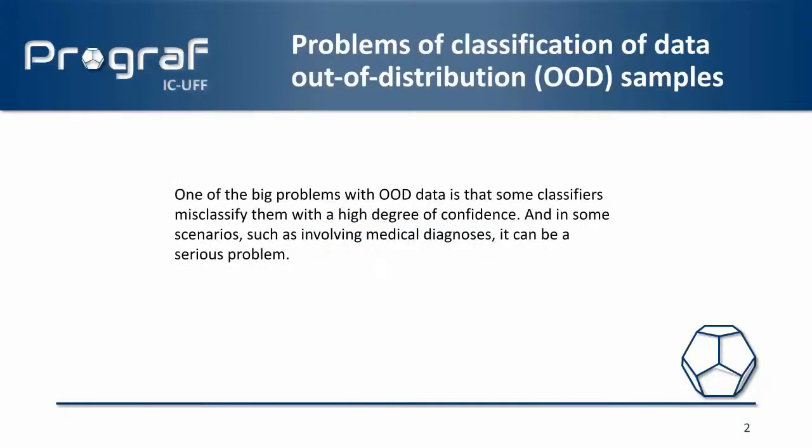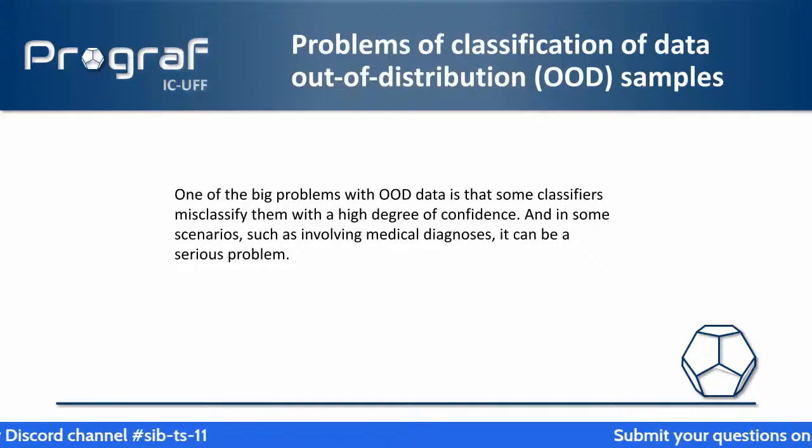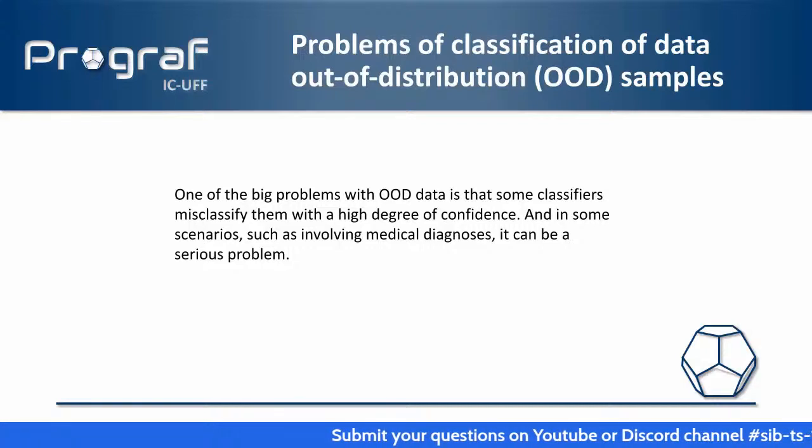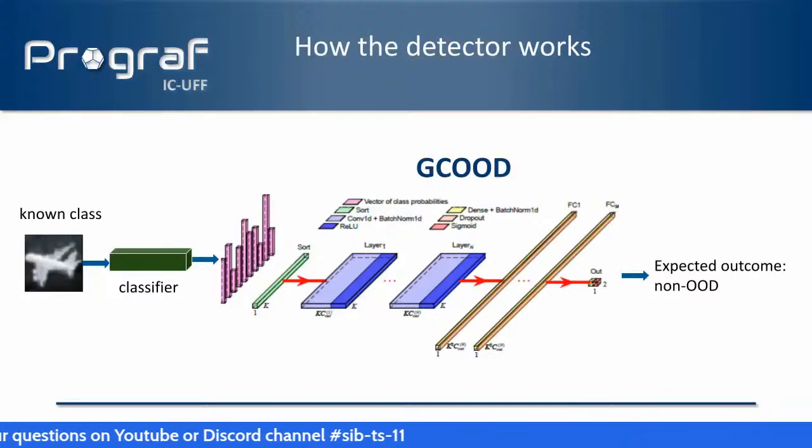Problems of classification of out-of-distribution samples. One big problem with OOD data is that some classifiers misclassify them with a high degree of confidence. And in some scenarios, such as medical diagnosis, it can be a serious problem. Based on this problem, we propose an OOD detector.